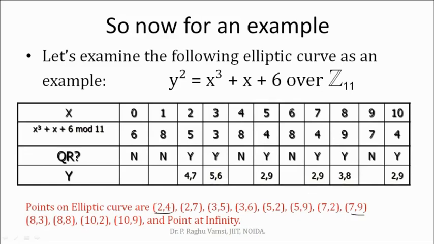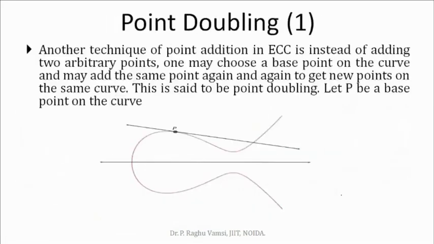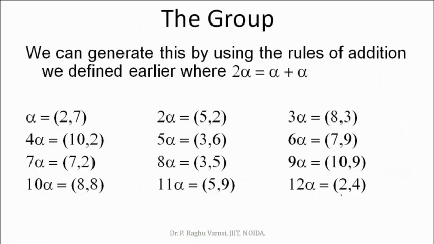Now take 2 points, 2 comma 4 and 2 comma 7. x1 is equal to x2, but y1 is not equal to y2. And you take whatever point you want, 10 comma 9 for example. Perform the point doubling on this 10 comma 9 and 10 comma 9. So this exercise you do with respect to the formulas that I have mentioned here.